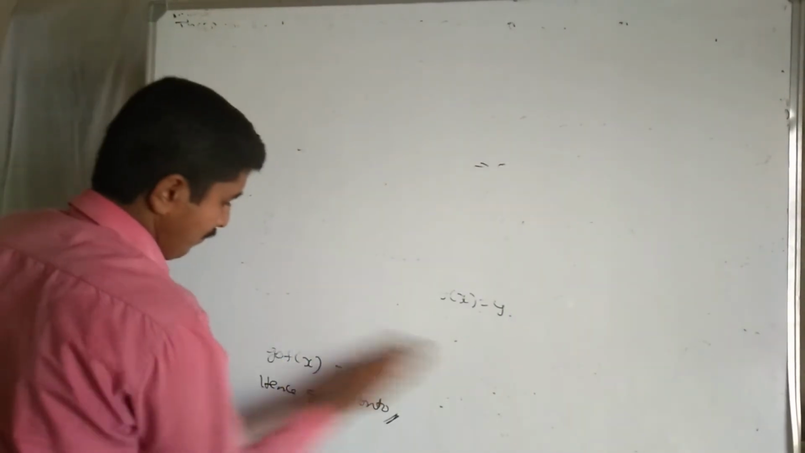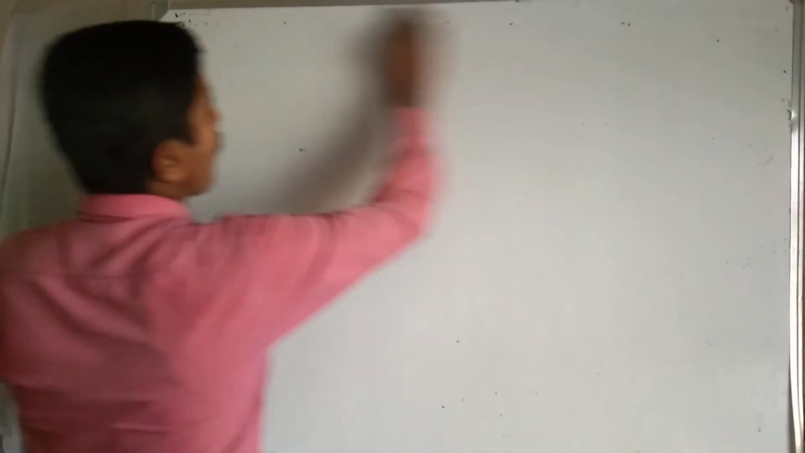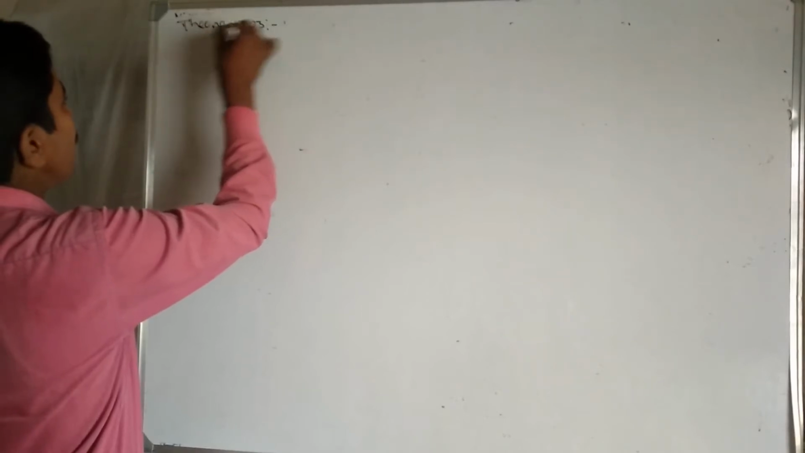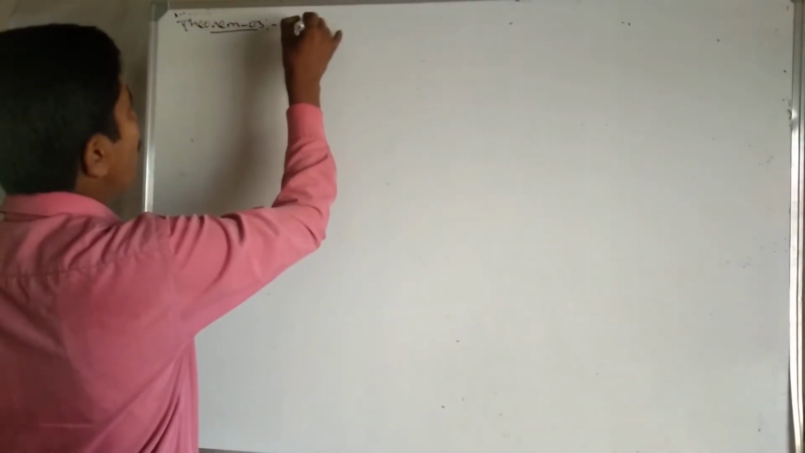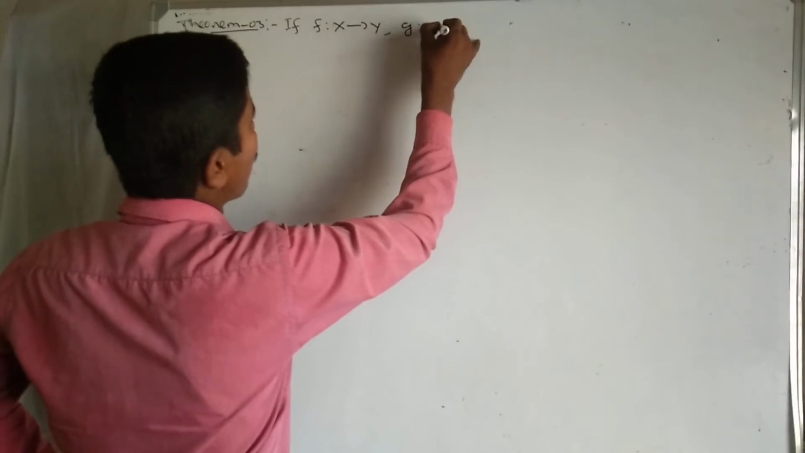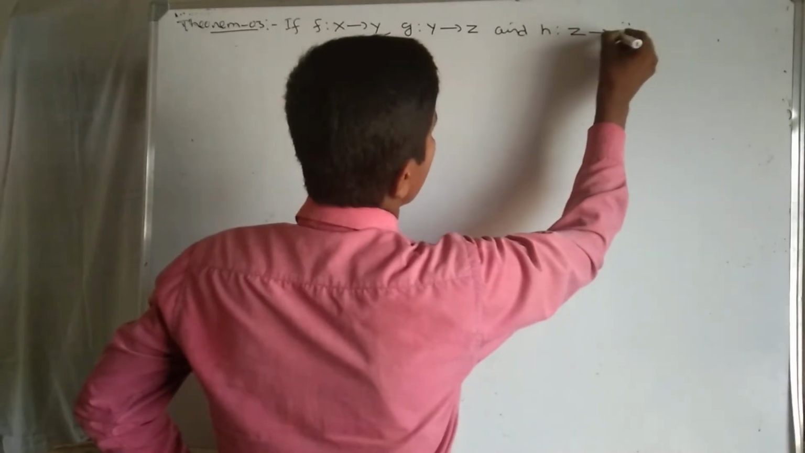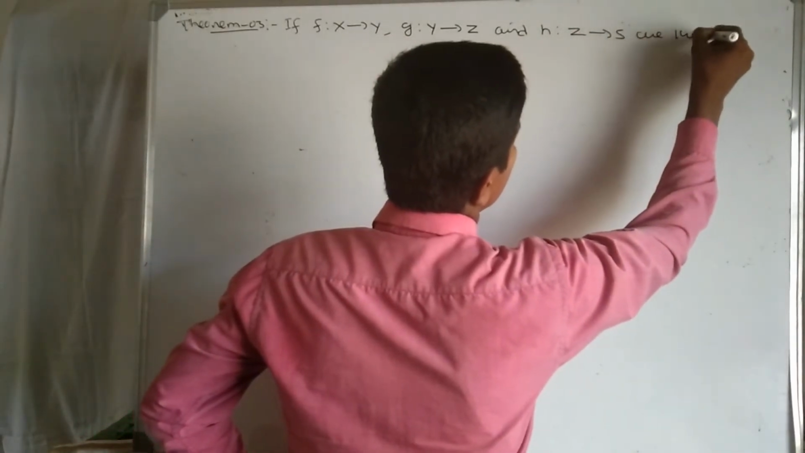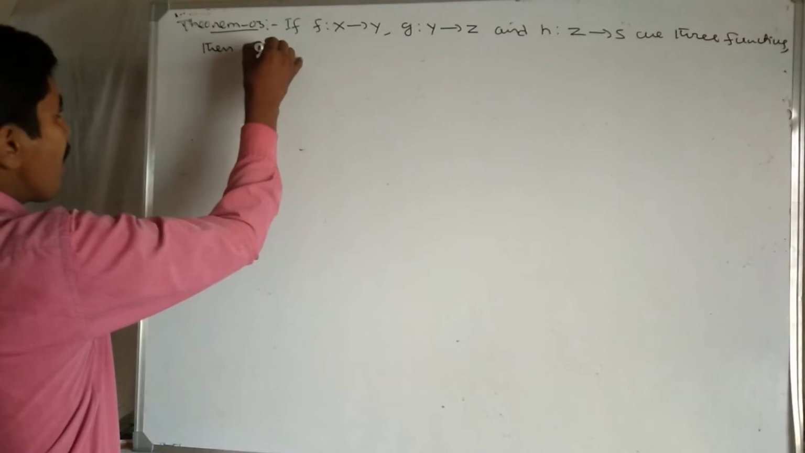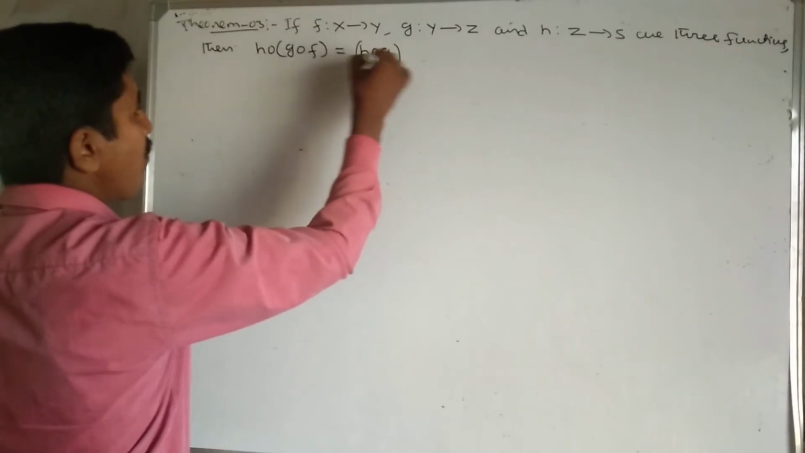Next I am going to the third theorem. Theorem 3: if f from X to Y, g from Y to Z and h from Z to S are three functions, then h∘(g∘f) is equal to (h∘g)∘f.